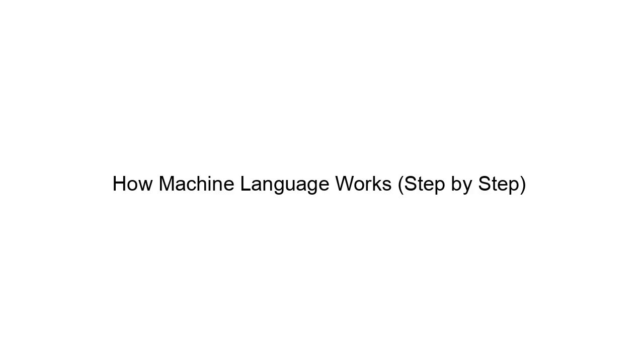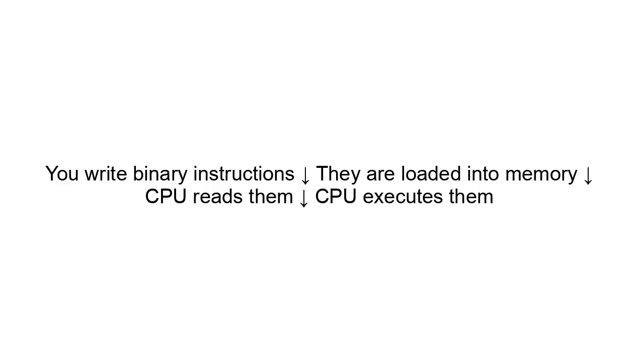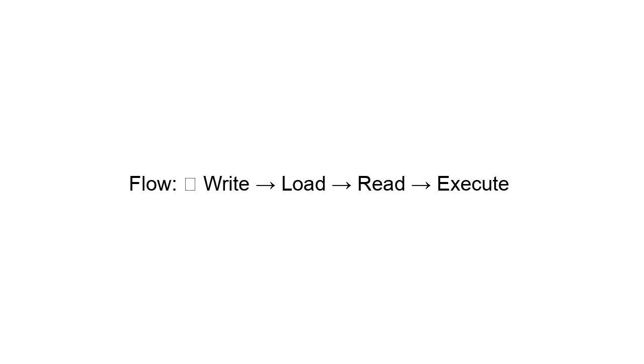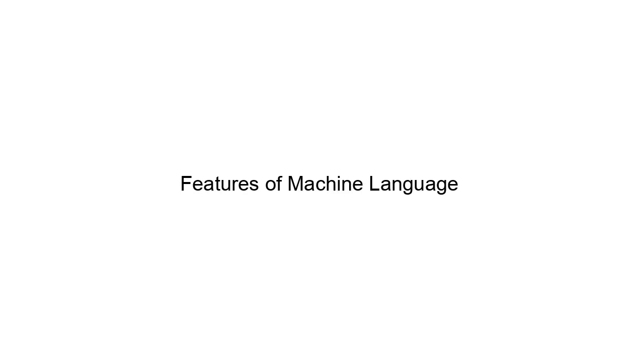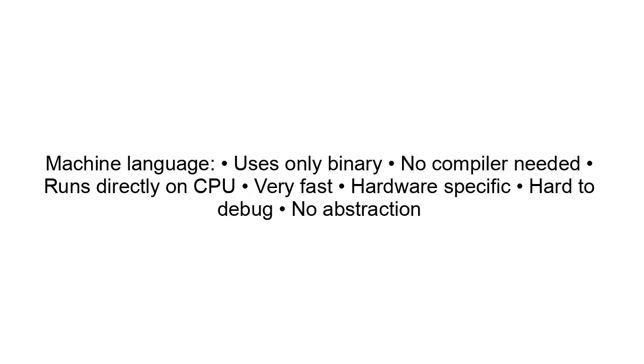How machine language works. Step by step. You write binary instructions. ⬇ They are loaded into memory. ⬇ CPU reads them. ⬇ CPU executes them. Flow: write, load, read, execute.